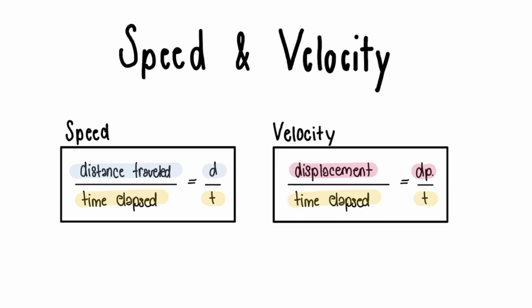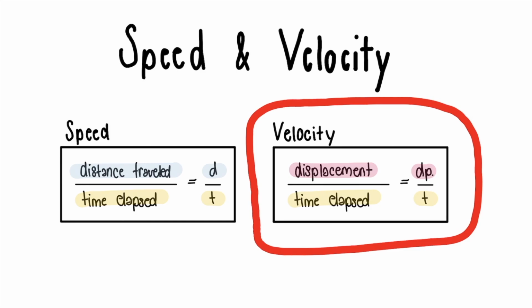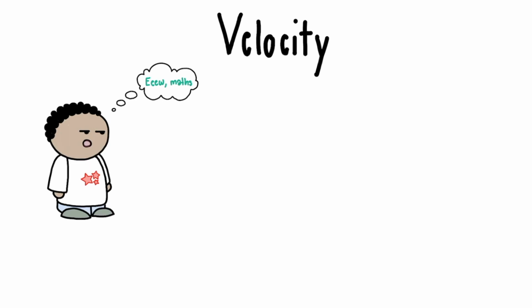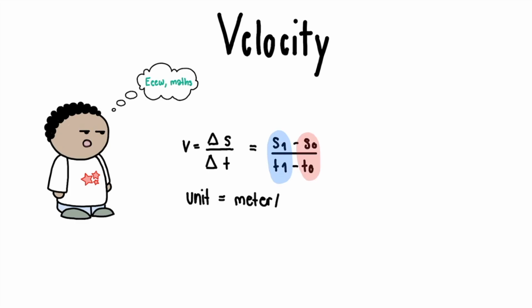The velocity is linked to the displacement, so it shows how fast an object is moving and the direction in which it is moving. The average velocity equals the displacement divided by the time elapsed. In this video, we will mainly focus on the velocity, not the speed. In mathematical terms, the average velocity is defined by average v, which is given by delta s divided by delta t, and that is equal to s1 minus s0 divided by t1 minus t0. The unit is meters per second. This is also used for speed.